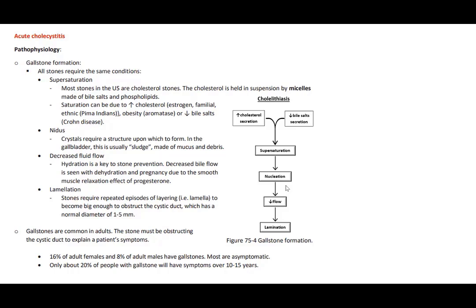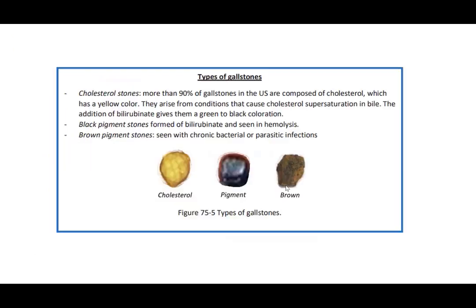Now, gallstones are very common in adults, and the stones must be obstructing the cystic duct to explain a patient's symptoms. So 16% of adult females and 8% of adult males will have gallstones, and most of these are asymptomatic. Only about 20% of people with gallstones will have symptoms over the course of 10 to 15 years.